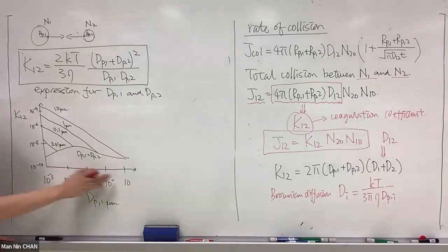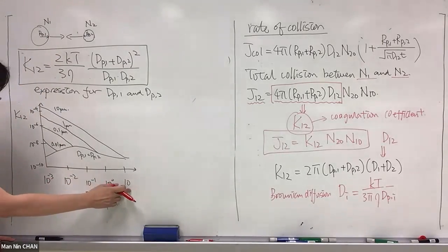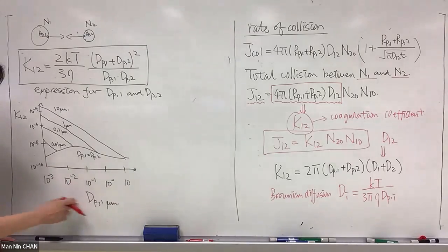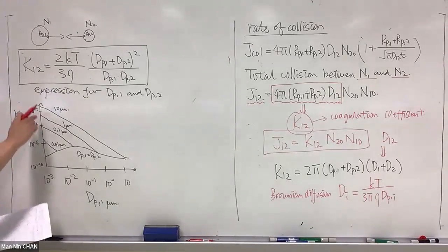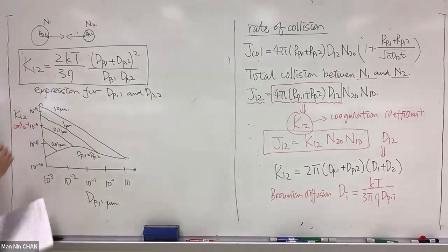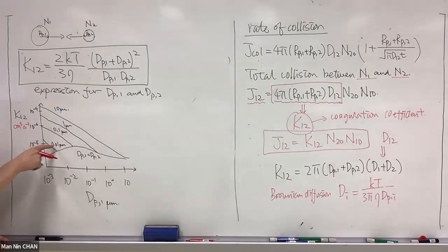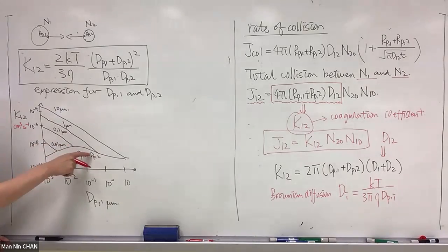So again, the x-axis here, I just try to repeat. The x-axis here is the size of your N1, say from 10 to the power minus 3 all the way to 10 micron. Okay, this is the size of your N1 particle. This is the cooperation coefficient, say from 10 to the power minus 10 all the way to 10 to the power minus 4. The unit usually we use is volume per second. And then the lines I show you here are the size of your N2.